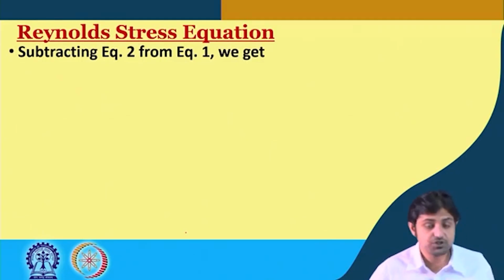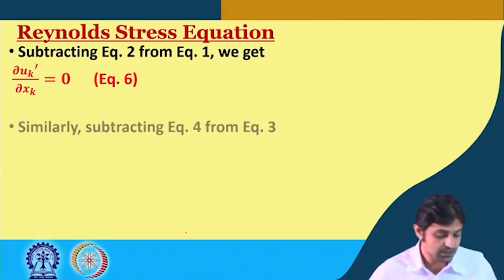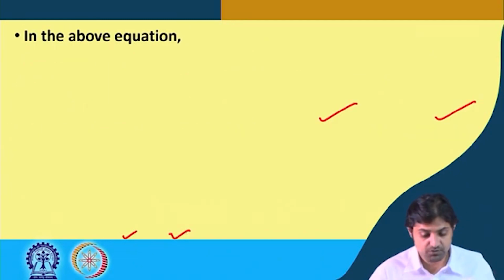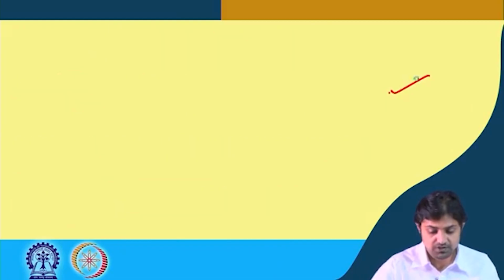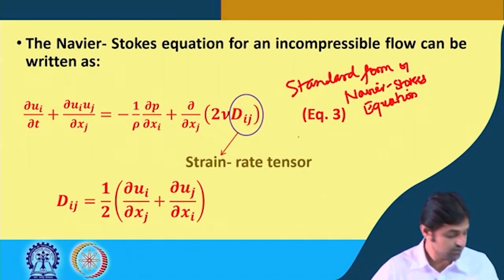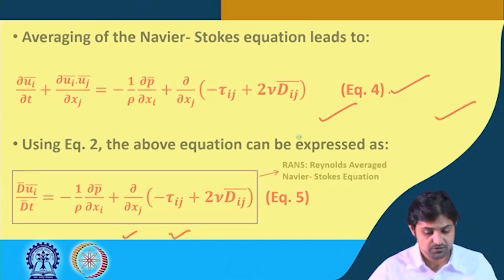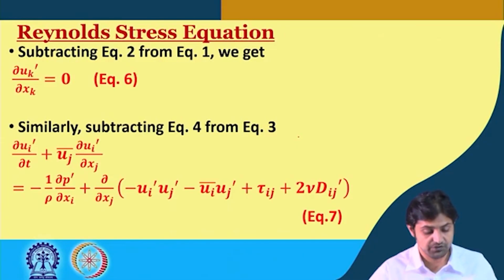If we subtract equation 2, the second equation, from equation 1, we can get del uk prime divided by del xk is equal to 0. Similarly, if we subtract equation 4 from equation 3, you see equation number 4, this one is 4 and this one is 3. All right. So what we are doing is we are subtracting the averaged equation from the general equation in both the cases.